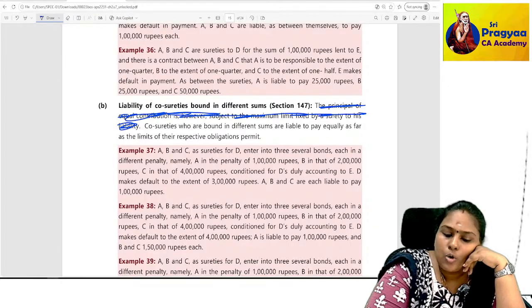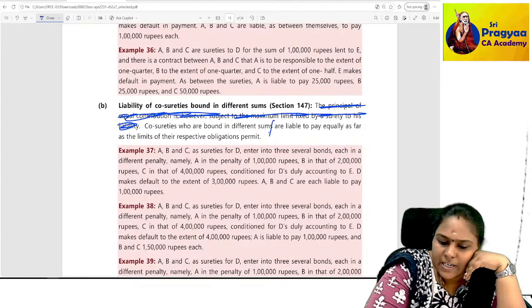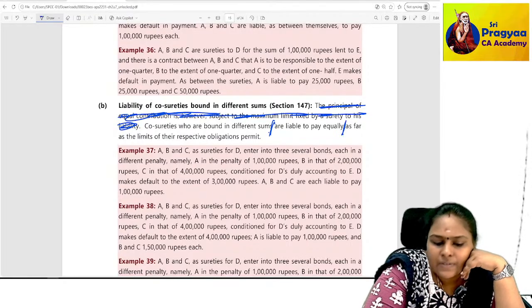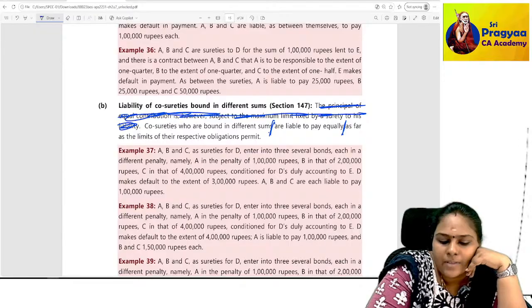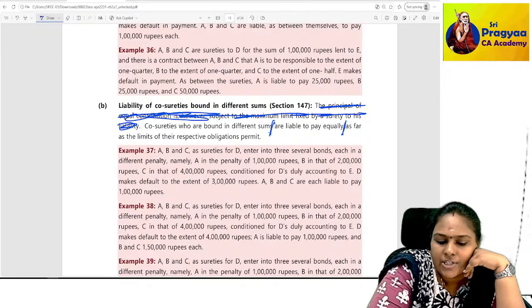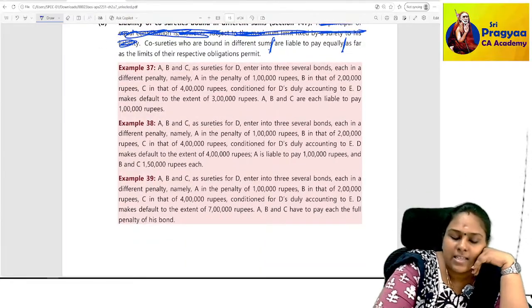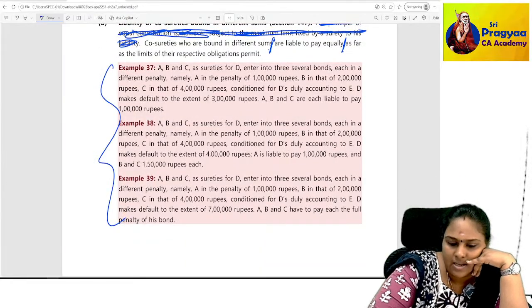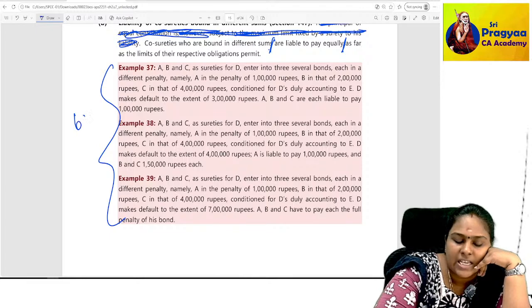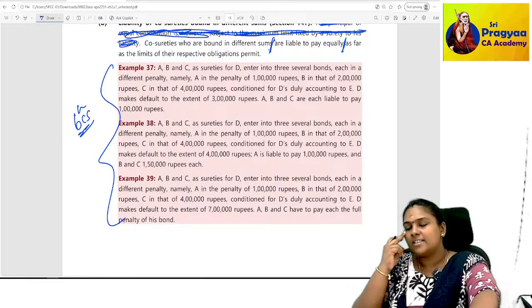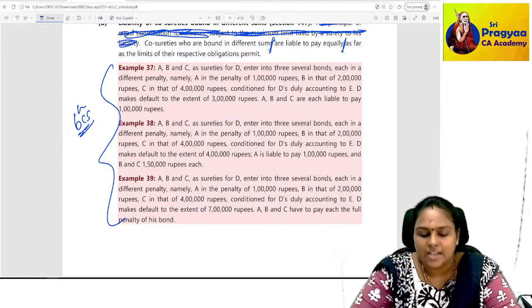Start reading, ma. Co-sureties who are bound in different sums are liable to pay equally as far as the limit of their respective obligations permit. So what they are trying to say is, these three examples came as one single 6-mark case study based question. They gave it straight from this, only they changed the ABC and gave names.